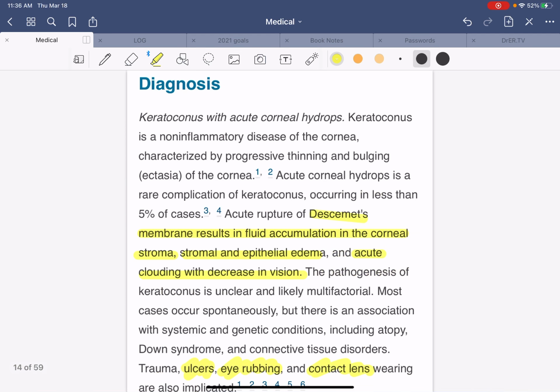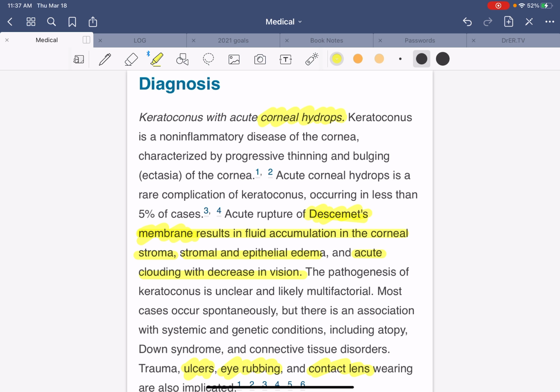It was what is called keratoconus with acute corneal hydrops, corneal fluid. And again, remember that this is a non-inflammatory disease. It is the cornea that is mostly involved, and it's a rare complication. And what happens is there's a rupture of the membrane, the cement membrane of the eye, and it results in fluid accumulation in the cornea itself. Ultimately, it probably leads to a corneal transplant need because of the healing and acute visual loss of this patient.